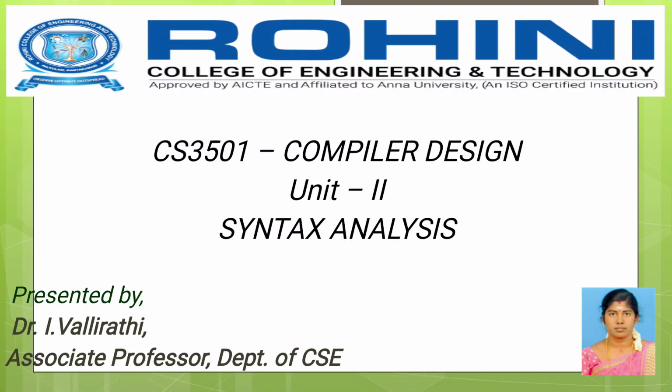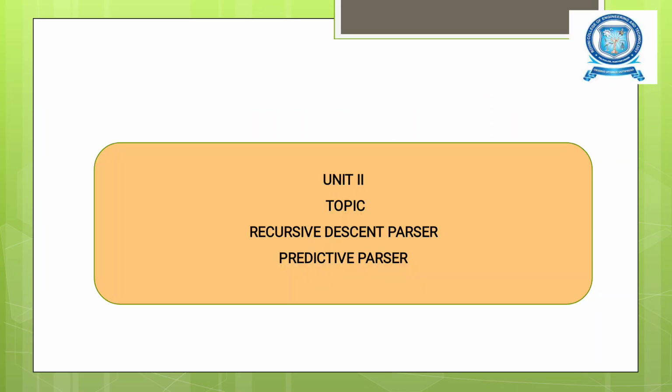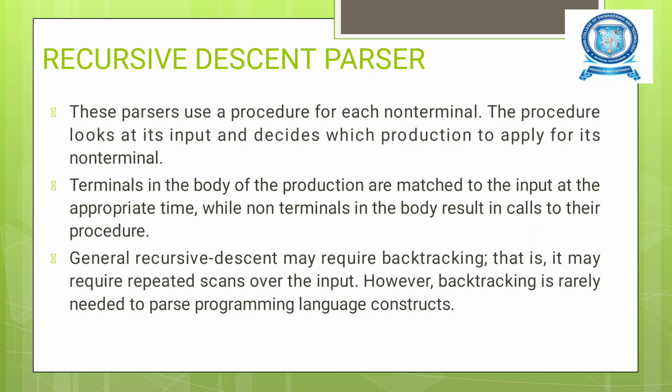In this presentation, we are going to discuss the recursive descent parser in syntax analysis. It is a top-down parser. A recursive descent parser uses a procedure for each non-terminal. The procedure looks at its input and decides which production to apply for its non-terminal. The terminals in the body of the production are matched to the input at the appropriate time, while non-terminals in the body result in calls to their procedures.